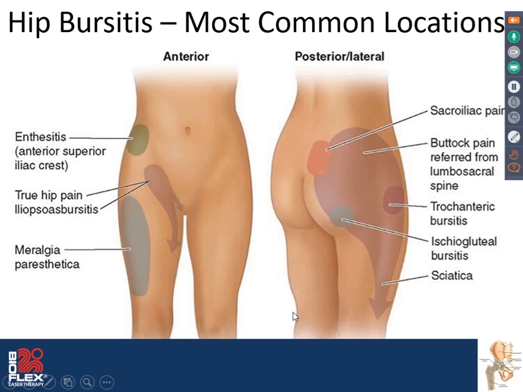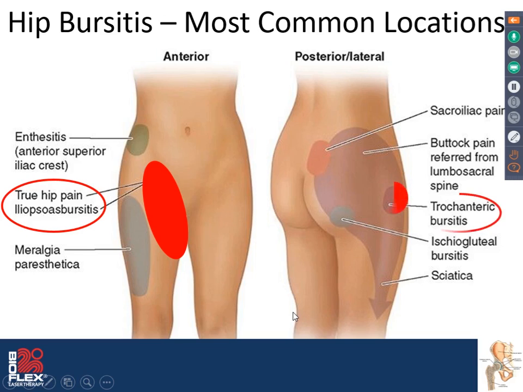Hip bursitis. I mentioned there are actually about 20 bursae around the hip area, but the ones that we're most concerned about are the iliopsoas bursitis, which refers pain anteriorly in and around the groin region. Of course, that's where the psoas and the iliacus muscle are coming down towards its common insertion. The trochanteric bursa or trochanteric bursitis, right overlying the greater trochanter.